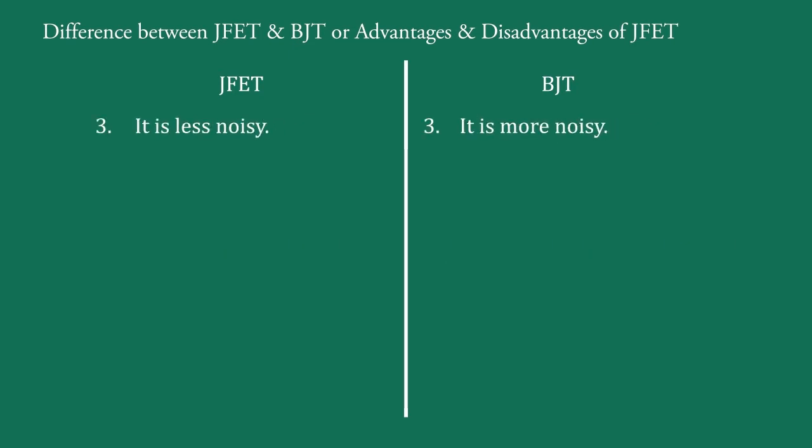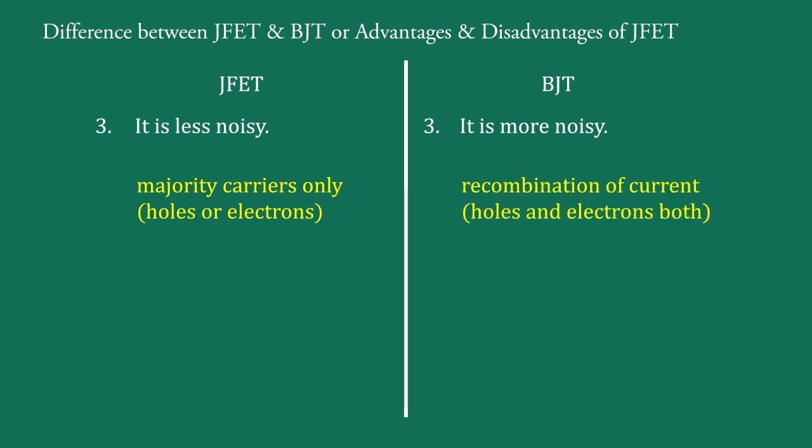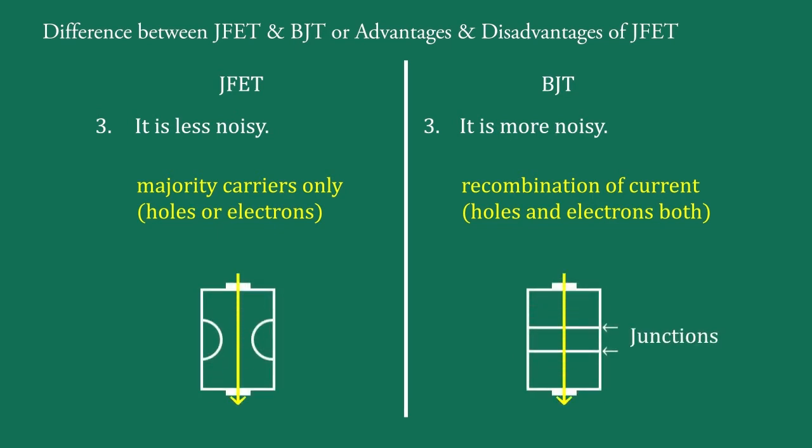3. JFET is less noisy in comparison to BJT because the operation of the JFET device depends on majority carriers only and there is no recombination of currents like in BJT. Also, JFET has no junction like a BJT, and conduction is through a bulk material, so current carriers don't pass through a junction. Therefore, noise is not present in FET.